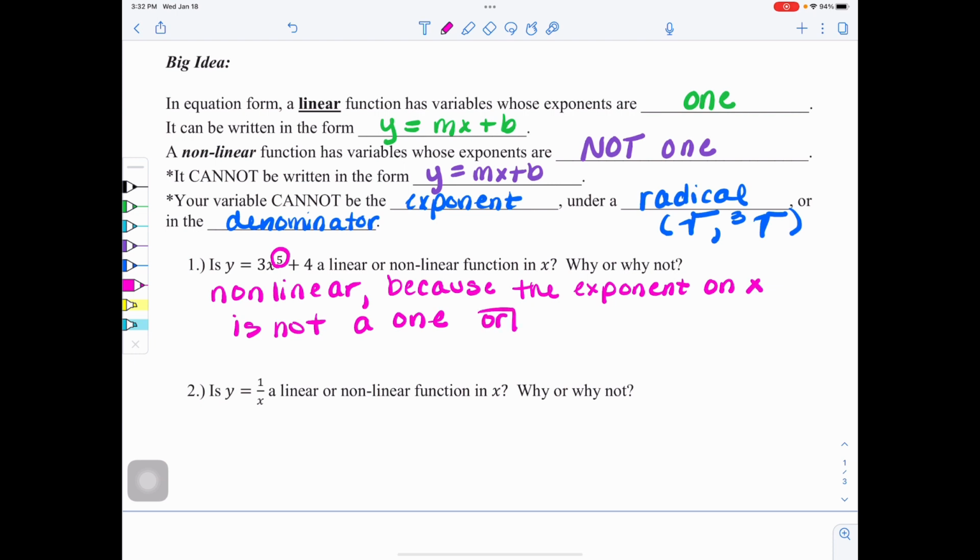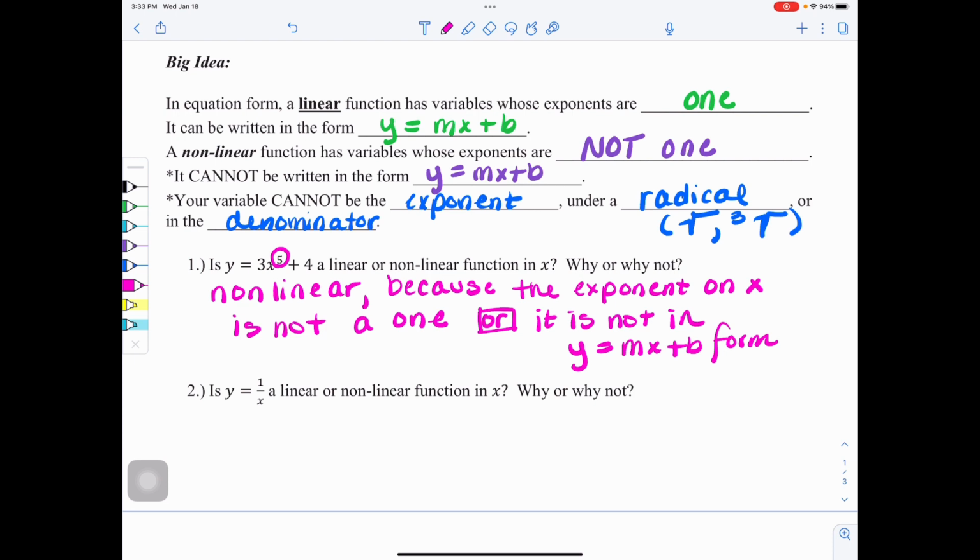Or your other option would be that it is not in y equals mx plus b form. So we know a linear equation, a linear function, should be having a slope and having a y-intercept. So this equation's not in that form.